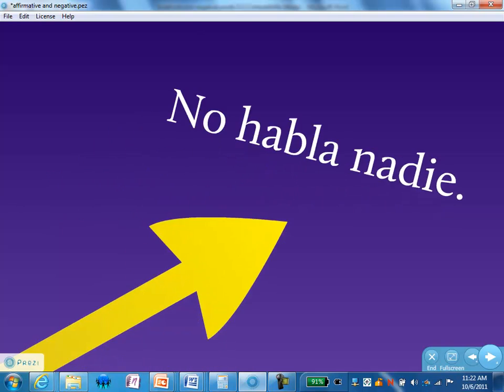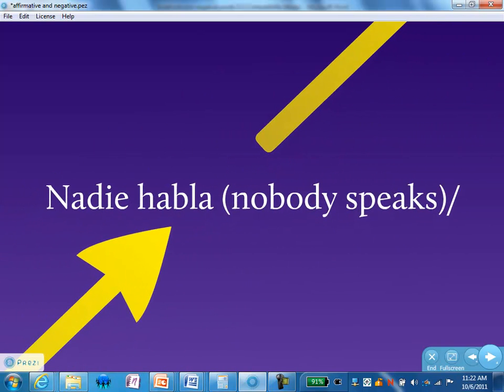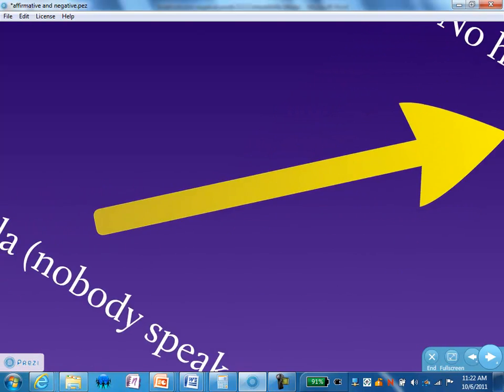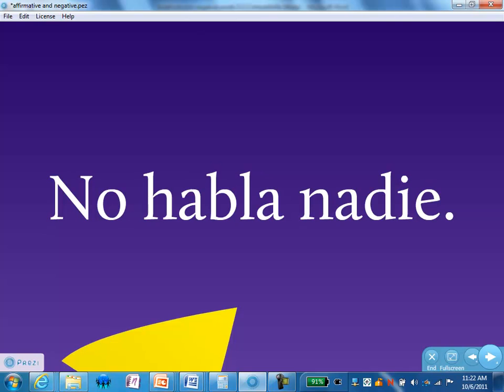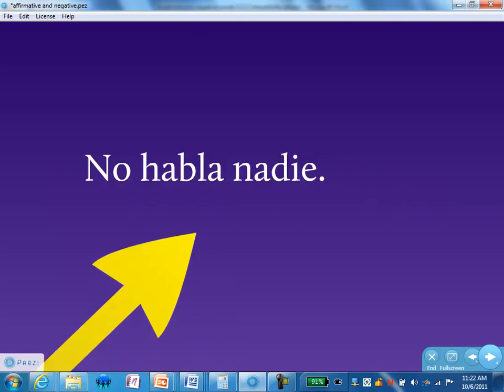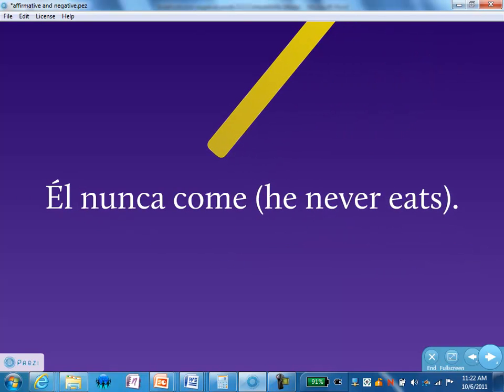Let's go back and take a look at what we just did here. For the first way of saying this, nobody speaks, we had nadie habla. There's a negative word here, nadie, but it's before the verb. But if we go back and look at the other way of saying this, nadie has moved after the verb. So in order to keep nadie after the verb, I have to put a no before it, because the only way that I can make this statement negative is by at least making sure that there's some negative word before the verb. Let's take a look at another example. If you want to say that he never eats, él nunca come.